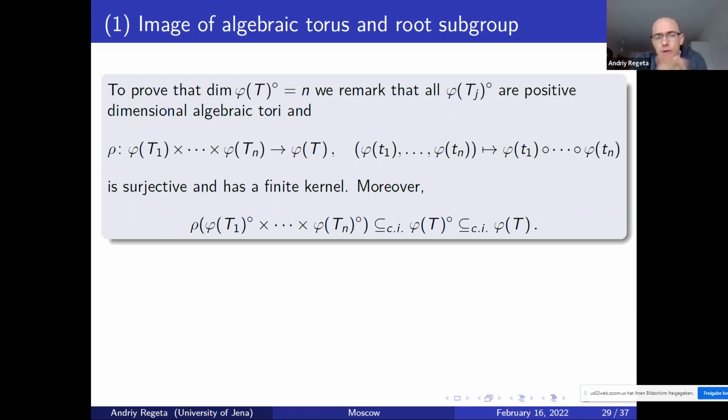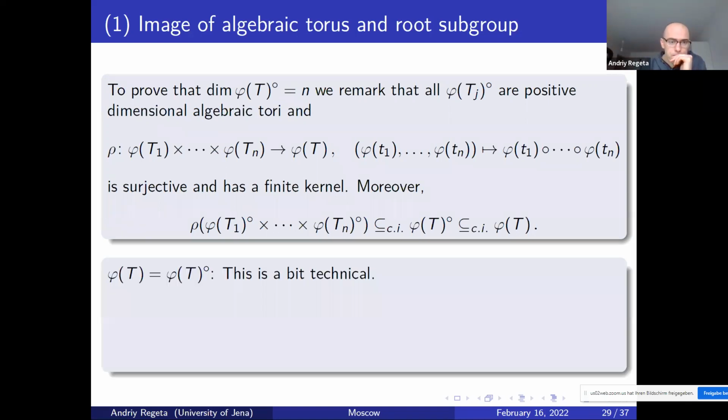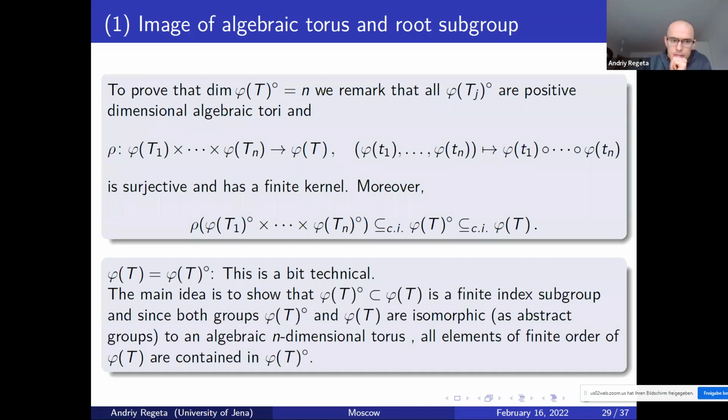Moreover, the image of rho is a countable index subgroup of phi of t naught, and in turn phi of t naught is a countable index subgroup of phi of t. To prove that phi of t coincides with phi of t naught is a little bit involved, but the main idea is to show that the connected component phi of t naught is just a finite index subgroup of phi of t, not a countable but finite index subgroup.